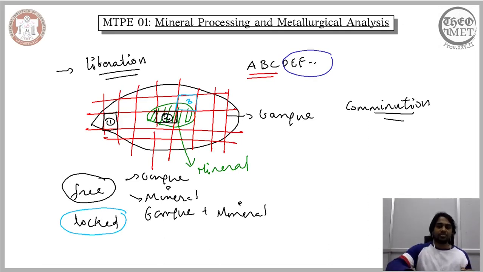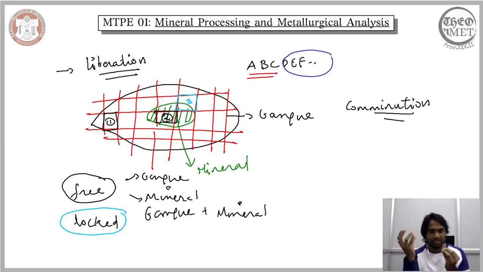And in the locked particles, we have a combination of both gangue and mineral in a single particle. So the distinguishing factor is that the free particle is chemically homogeneous. When you consider the chemical composition of a free particle, it is made up of either the chemical composition of the gangue or that of the mineral. However, in the case of locked particles, we have an inhomogeneous chemical composition. It combines both the gangue and the mineral, associated within a given particle.